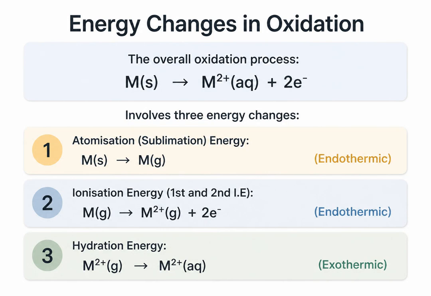To understand why oxidation becomes easier down the group, we must break the overall oxidation process into three distinct energy steps. First, the solid metal must be turned into a gas, which requires endothermic atomization energy. Second, electrons are removed to form a gaseous ion, requiring endothermic ionization energy. Finally, the gaseous ion is dissolved in water, releasing exothermic hydration energy.